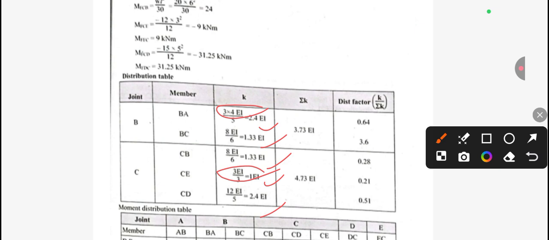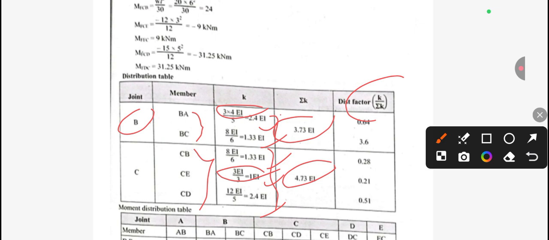Now we need to take the sum, meaning for the joint B we have two members, so we need to add these two members' distribution factors, so we get this. And for C we have three members, so we need to add all the distribution factors of their members, so we get all these values.